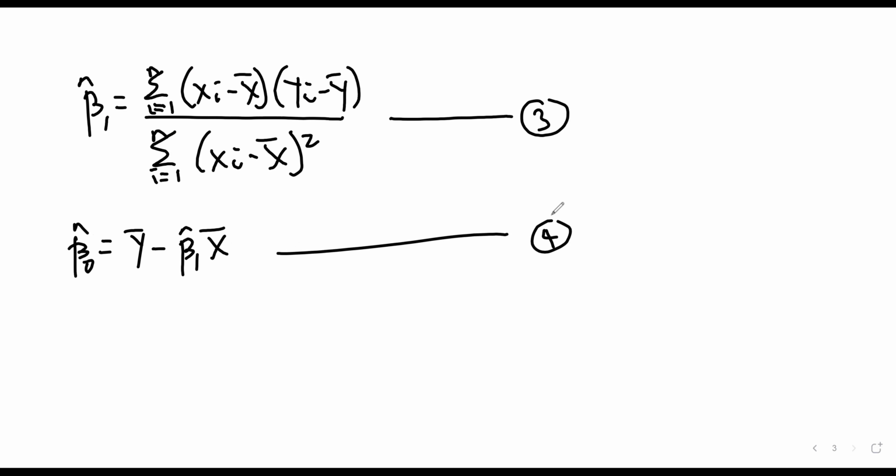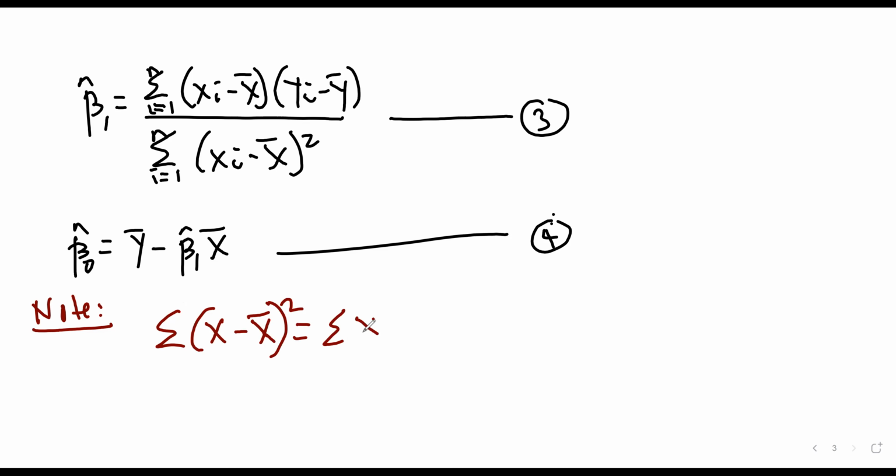So equation number 3 is a definition formula. There's no problem if you work with it directly, but it is much easier and more convenient to work with a computational format of equation number 3. We need to note that the summation of x minus x bar, squared, is the same as the summation of x squared minus n x bar squared. Please notice that it is x bar which is squared in this case.